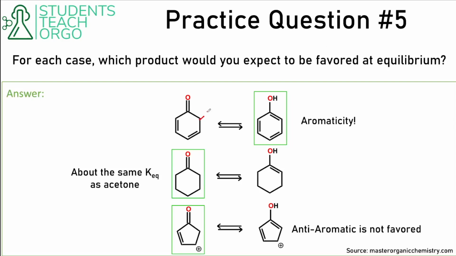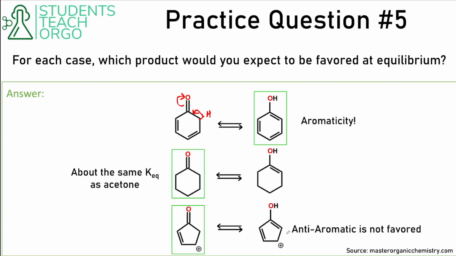You can see that creating an enol here, moving those electrons like that to make a double bond, would give you an aromatic ring, so this one would be favored. Down here, we would not be forming an aromatic ring when we go to the enol side, and so this KEQ is basically the same as acetone, right? It's really, really small.